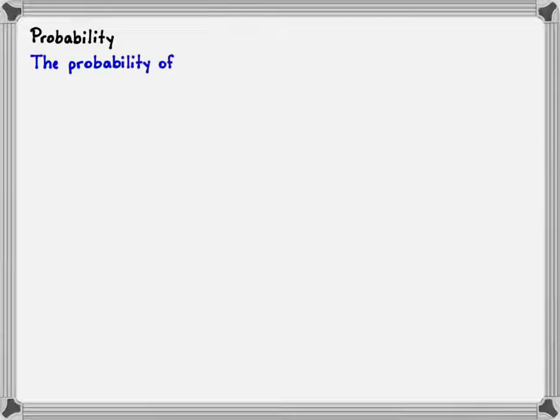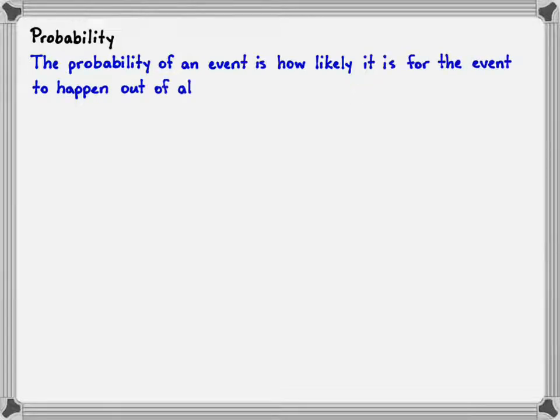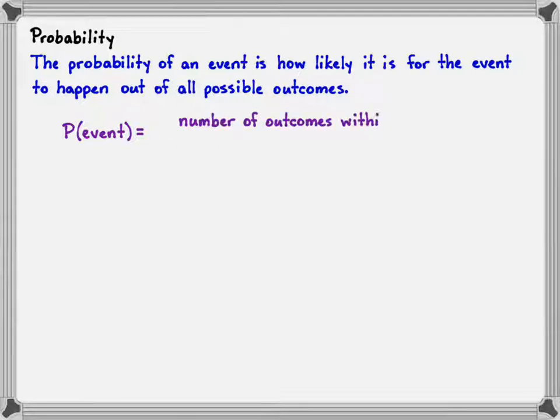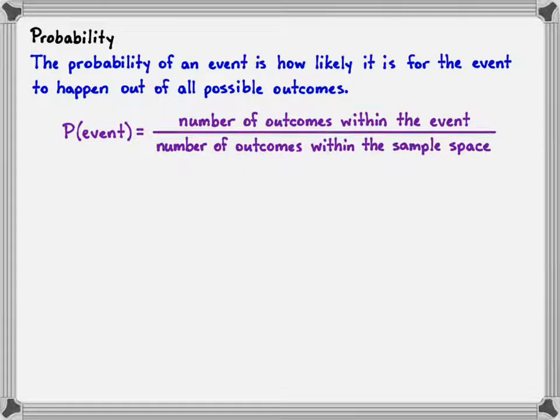Now, probability of an event is how likely it is for that event to happen or occur out of all the possible outcomes. So how likely can something happen out of all the various outcomes that do happen? So we write it like this in mathematical notation. And we'll see more of this in the future. The probability of an event is equal to the number of outcomes within the event divided by the number of outcomes within the sample space.